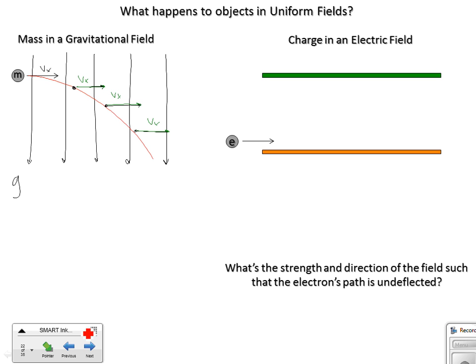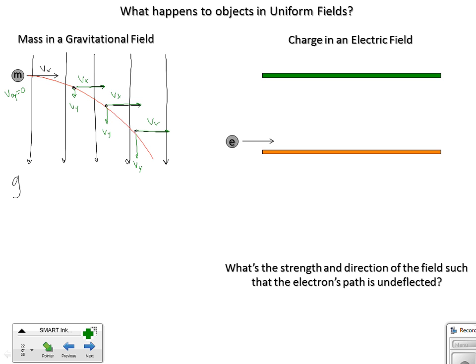Our vertical velocity, Vy, goes from V initial y equals 0 to something bigger, to something bigger. Vy, Vy, Vy.